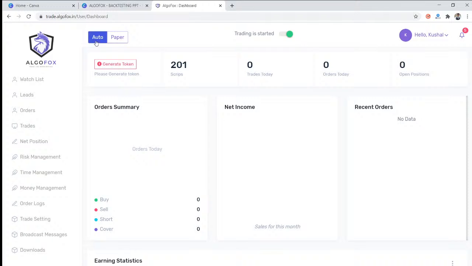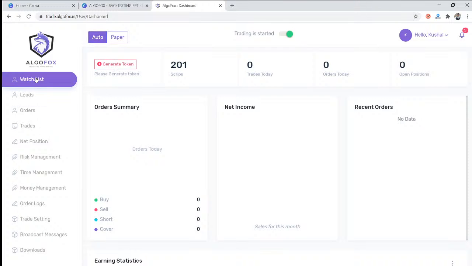Here there are two modes: auto, which will connect to your broker and your orders will be processed. Second is paper. If you want to do virtual trading, you can do virtual trading in the paper mode. Until and unless you are very confident, you can keep testing things in paper mode. Paper mode is free forever, of course, and once you're happy with the paper mode performance, you can then switch back to auto mode, right?